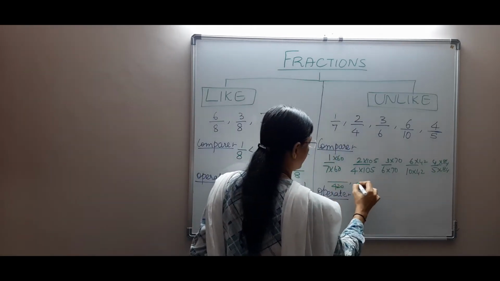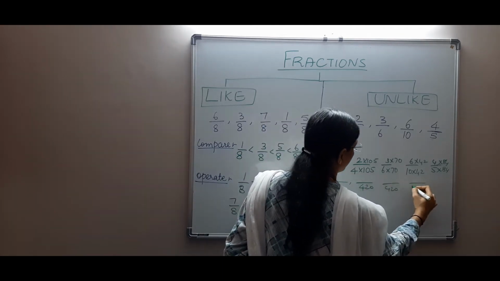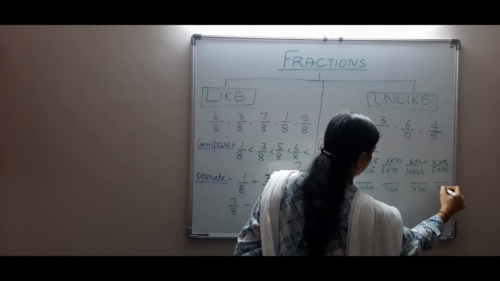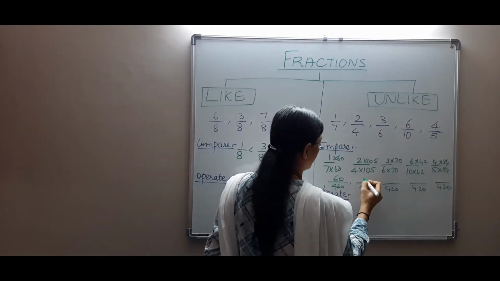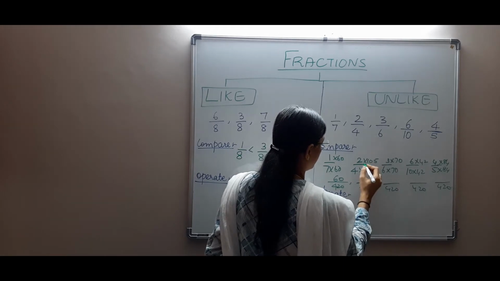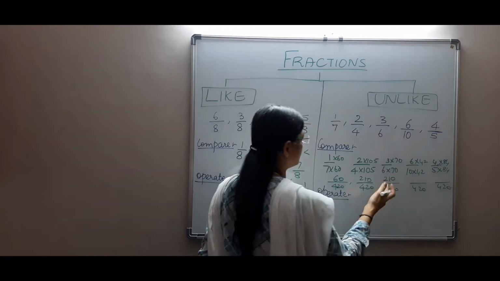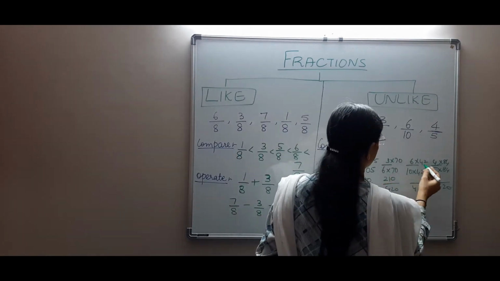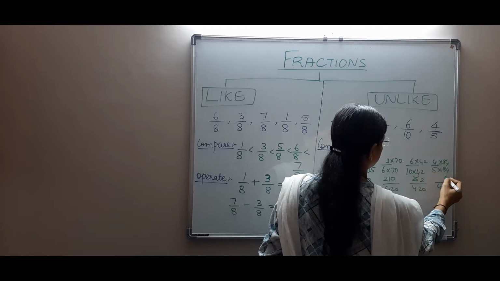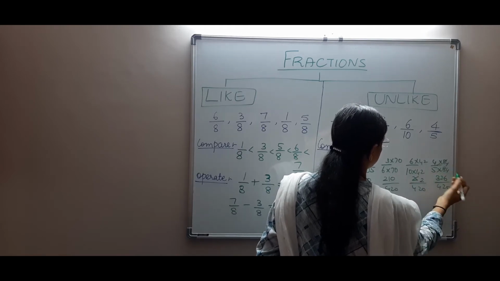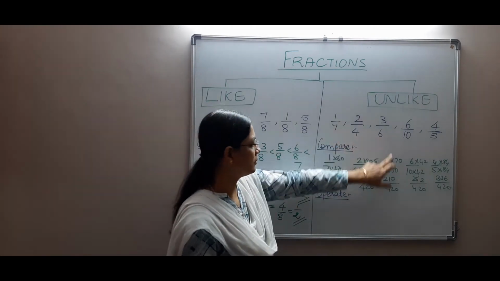See, this is 420. 420, 420, 420 and 420. Now, the numerators are 60. 105 into 2 is 210. And this is also 210. See, you have 210. Yes. Next, this is 252, 336.